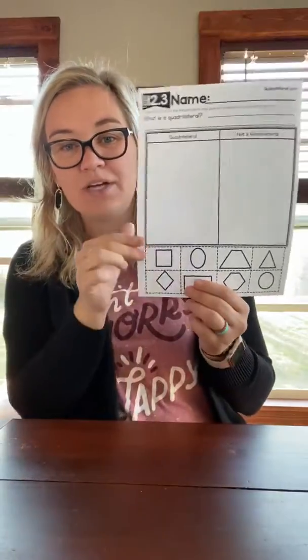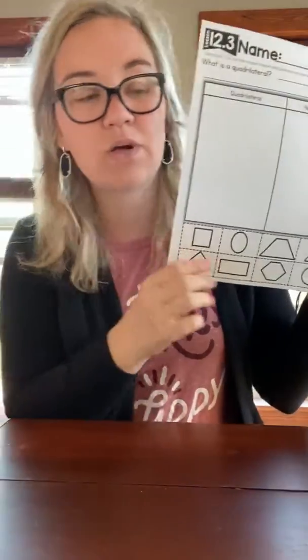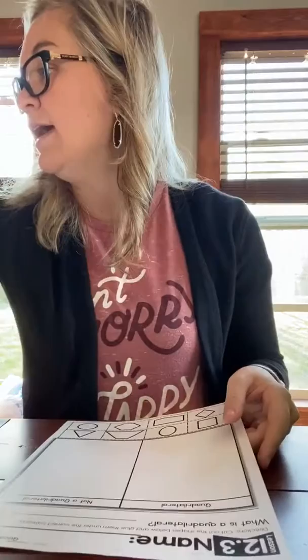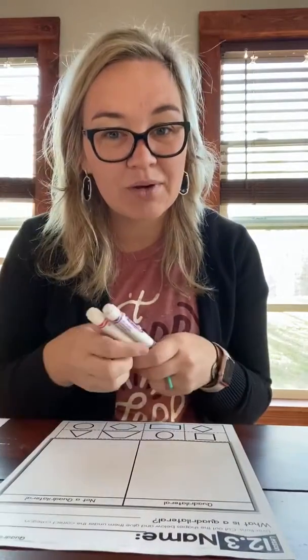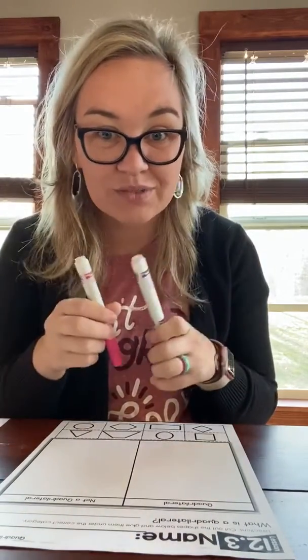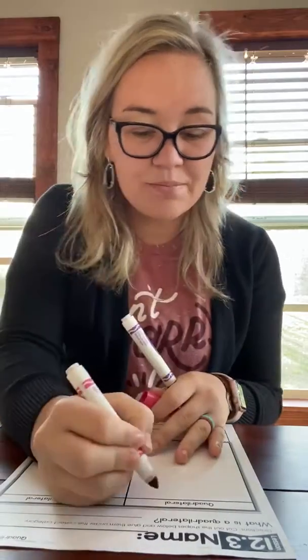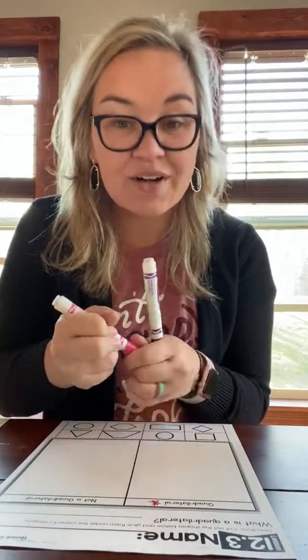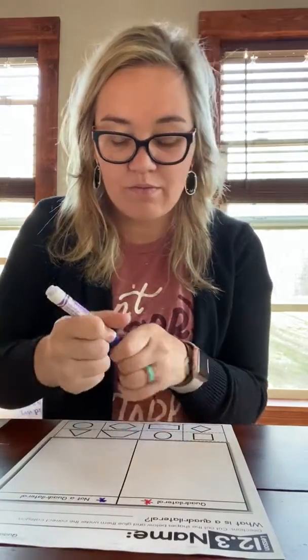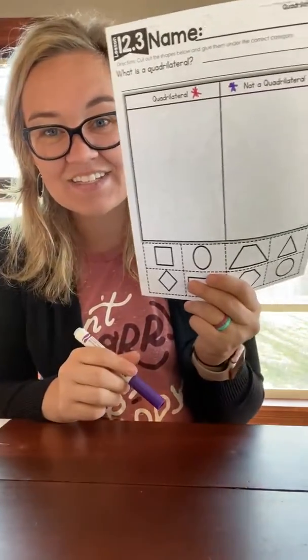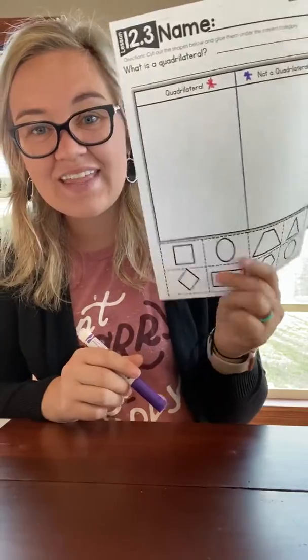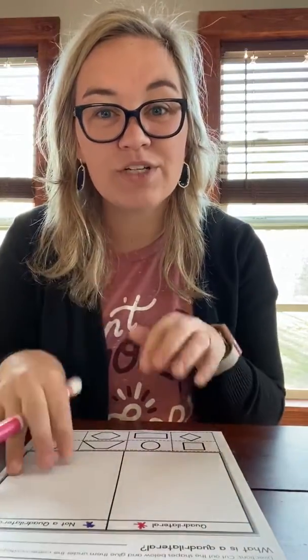And then down here at the bottom, you have 8 shapes. We're going to do this like we did yesterday. I want you to find your pink and your purple crayon, or markers, colored pencils, whatever you have at home. You're going to put a pink star by quadrilateral, and you're going to put a purple star by not a quadrilateral. Okay, just like that. And then down at the bottom, you're going to color them in which column they would go in.